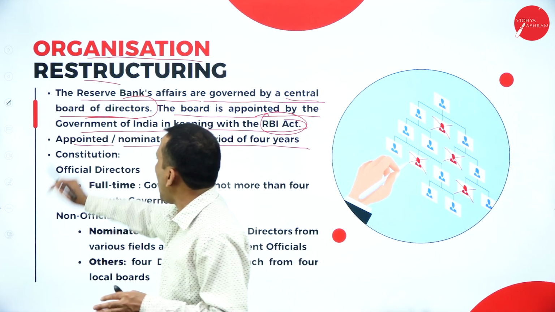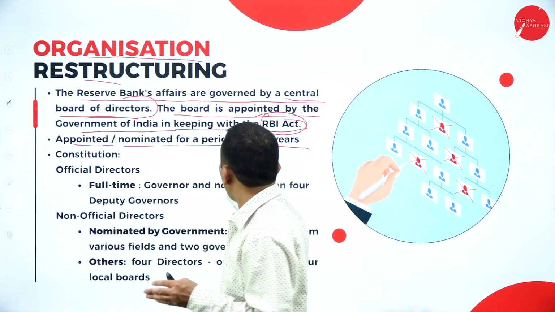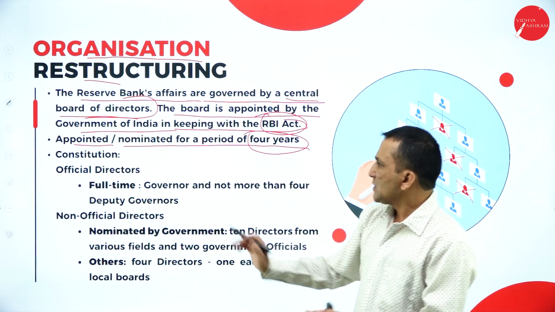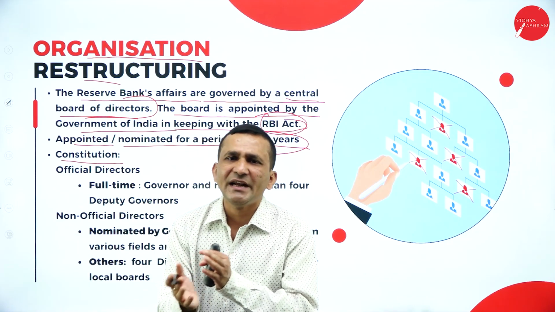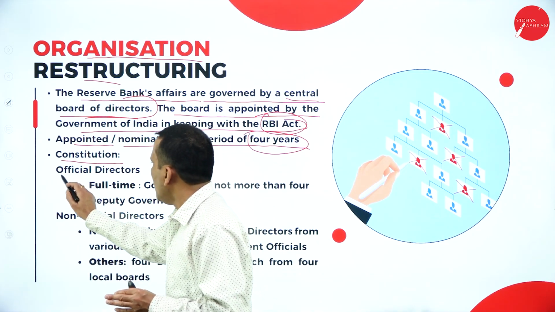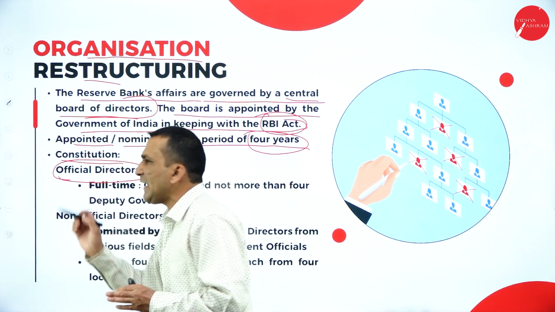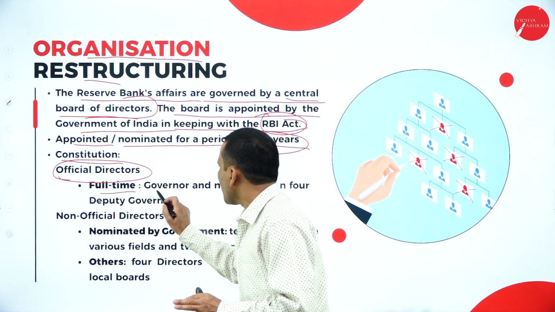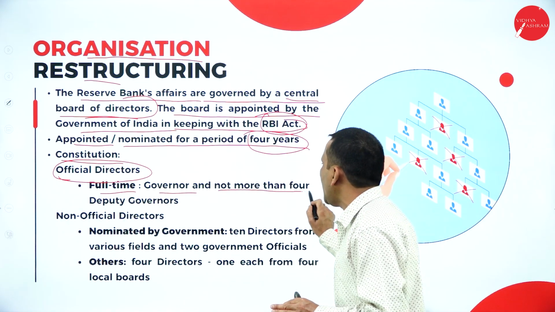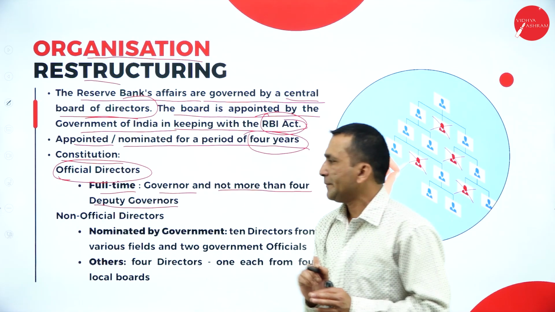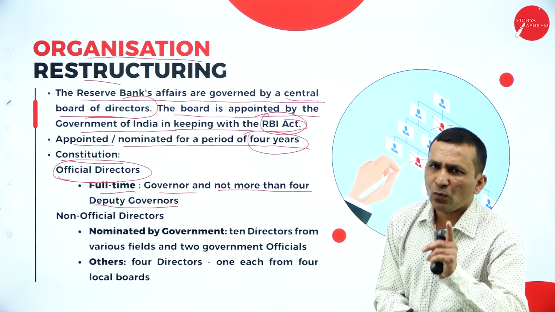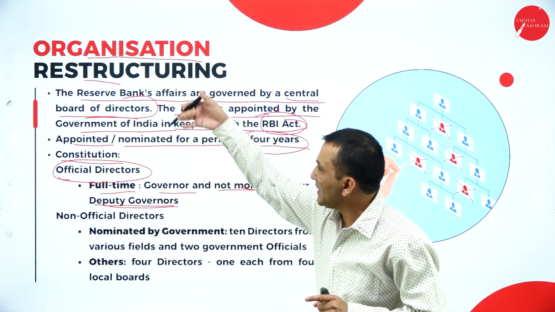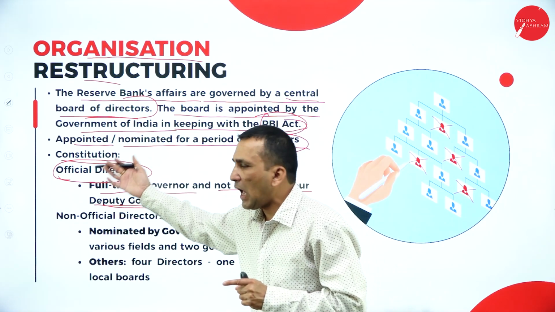So they are appointed as directors and nominated. The minimum is 4 years, and the maximum is also 4 years. Now the constitution, which is related to the board of directors' constitution. Here the official director is very important. The full-time governor and not more than 4 deputy governors: one main governor and not more than 4 deputy governors. Under this structure, those people are working.